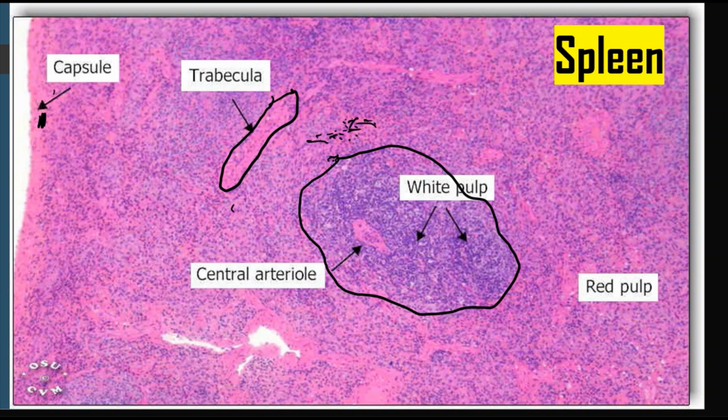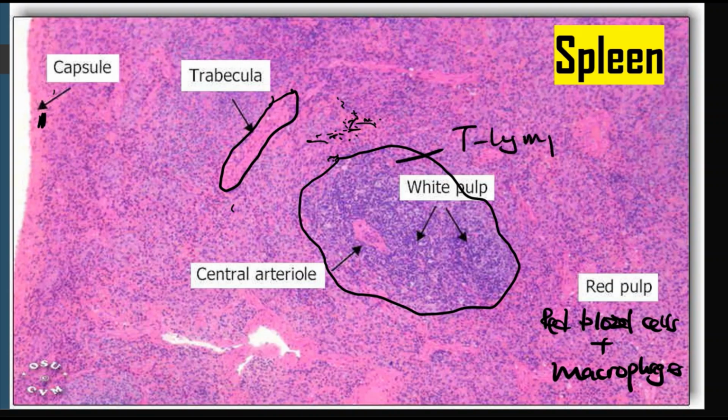We used another stain here. This is the red pulp. We already said the red pulp is made up of red blood cells and macrophages. The white pulp is made up of T lymphocytes. And in the white pulp, we've got a central arteriole here. The central arteriole will differentiate the lymphatic nodules in the spleen from those found in the lymph node.